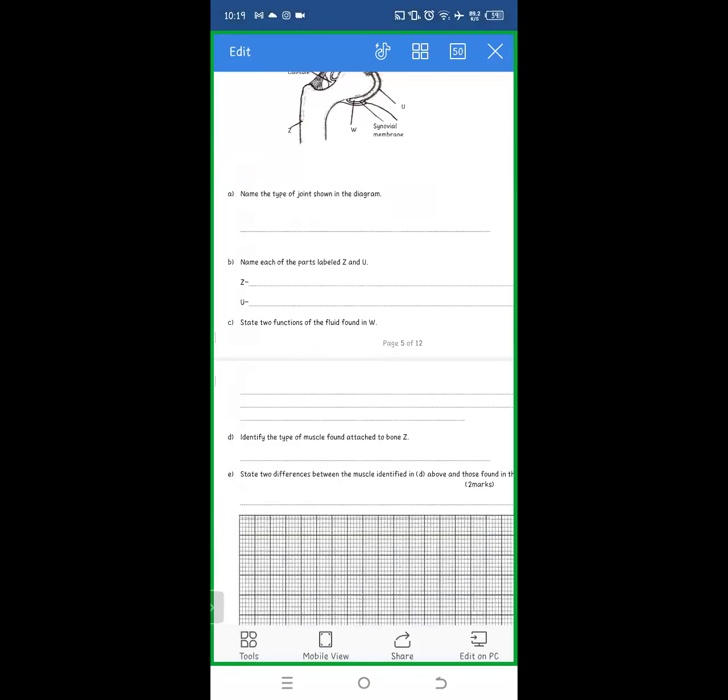Teacher Kwanza, the fluid is synovial fluid. Yes, it is okay. So that is the synovial fluid. What are its functions? Number one, it is for lubrication. It reduces friction between cartilaginous surfaces during movement. So it lubricates, and lubrication reduces friction. Yes. Any other function? Because we need another function.